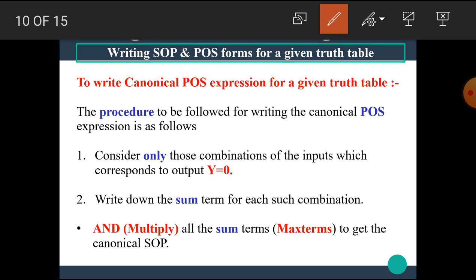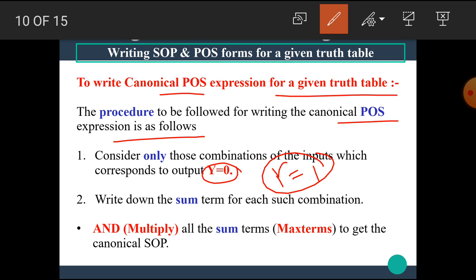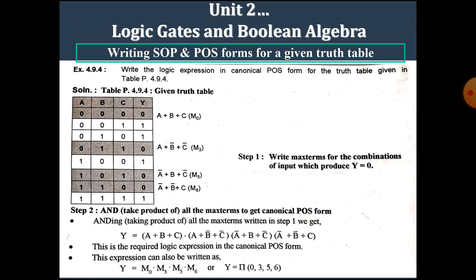Now let's see how to write the canonical POS expression for a given truth table. The procedure to be followed for writing the canonical POS expression is as follows. Consider only those combinations of the inputs which correspond to output 0. In case of canonical SOP, we consider Y equal to 1, but in case of canonical POS, we consider Y equal to 0 instead of Y equal to 1. Write down the sum term for each combination and multiply all the sum terms, or the maxterms, to get the canonical POS. Let's see it on the example.